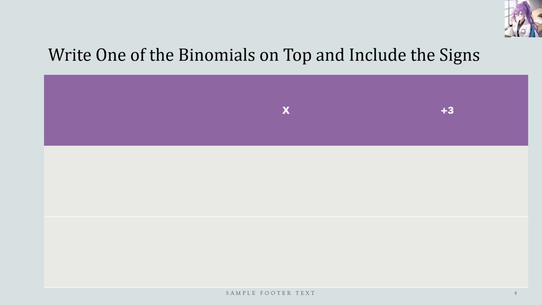Once we have drawn the box, we're going to write one of the binomials on the top. Which binomial we choose doesn't matter, we just have to include both of them. If you have taken biology and studied some form of genetics, you've probably recognized this is actually similar to what you do for a Punnett square, and it's going to work a lot like that. When we write the binomial, though, we have to include the signs because they are important and do affect our results.